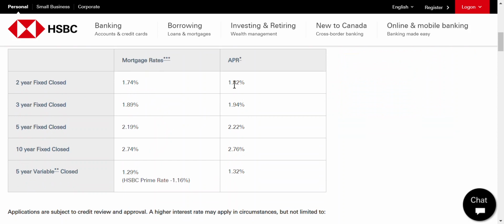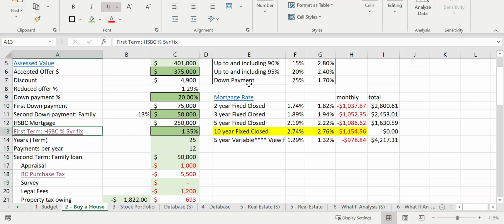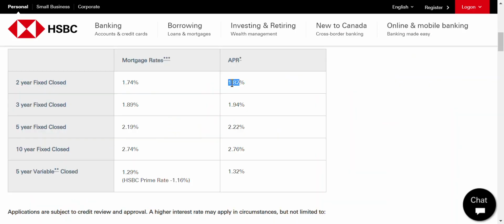So I could go in here and say this is the annual percentage rate. That means every year you have to pay 1.82% if you choose a mortgage that's 2 years fixed. It's closed. So you just pay that for 24 months, and that's the rate you'll get. So I put that in here, and I've got a choice. Again, I can select any of these right here.